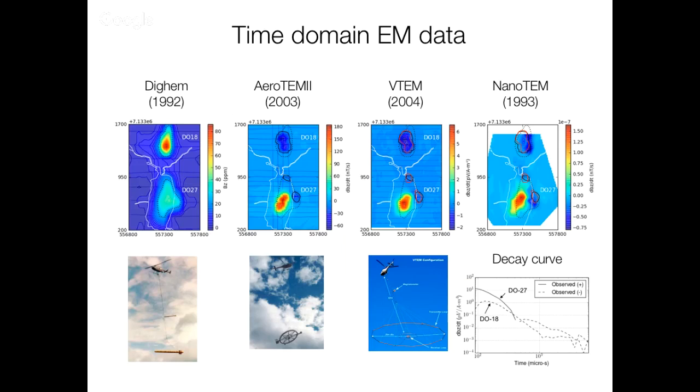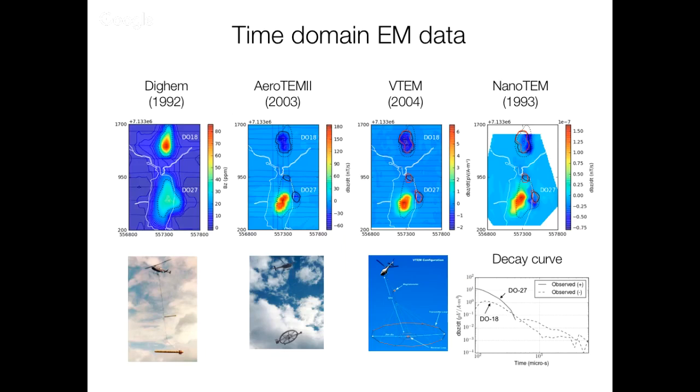The time domain EM curves, the EM data looked like this. So there's first of all a DIGHEM survey. A DIGHEM is a frequency domain EM. It's kind of like that RESOLVE. And this was flown, and was really one of the first indicators that there were some conductivity anomalies here, and that might be associated with a kimberlite pipe.